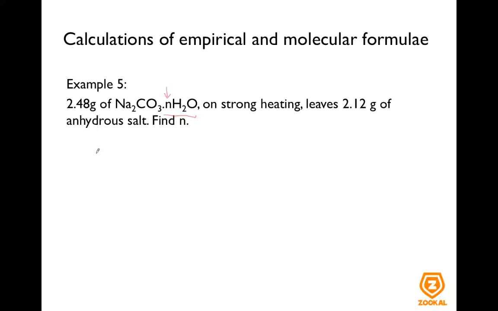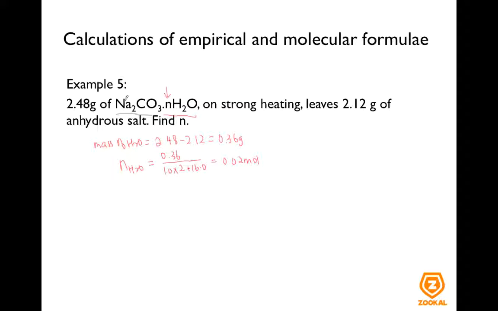First, let's find how much water there was. So the mass of water is actually simply 2.48 minus 2.12, and that is equal to 0.36 grams. So now let's find the number of moles of water in 0.36 grams, and that is the number of moles of water equals to, if you recall, the mass divided by the molar mass of water or the relative molecular mass of water, and that is 1.0 times 2 plus 16.0, which is equal to 0.02 moles. So now we found the number of moles of water, but that's not enough to determine N.